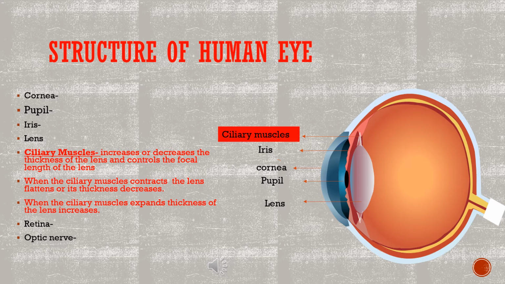This is a function of ciliary muscles. So what are ciliary muscles? They are increasing or decreasing the thickness of the lens and controlling the focal length of the lens. When the ciliary muscles contract, the lens flattens and its thickness decreases. When the ciliary muscles expand, the thickness of the lens increases.